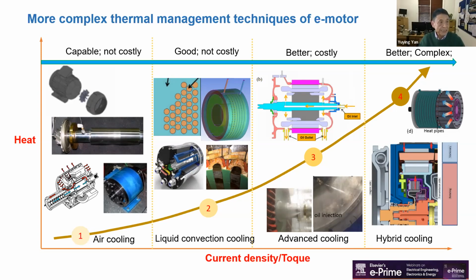In terms of heat transfer against the motor electric current density and torque, four stages of complexity of thermal management could be identified. The e-motors of modern electrical cars are in the 3rd or 4th stage of thermal management. Obviously, better, more efficient solutions are required. But some solutions may also mean more complex and costly.